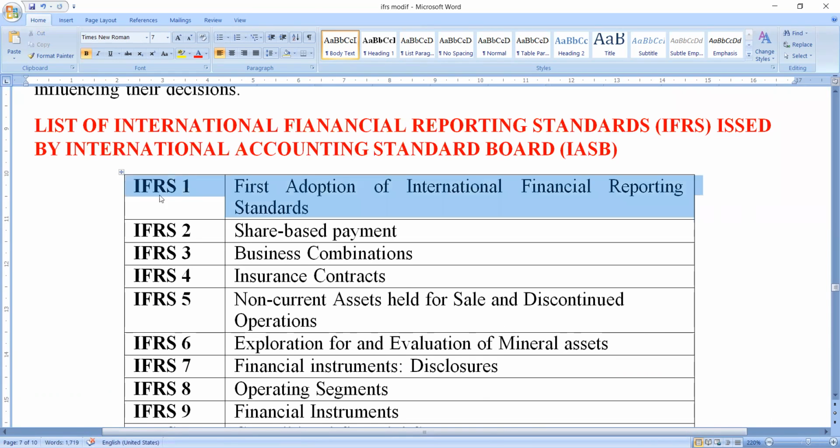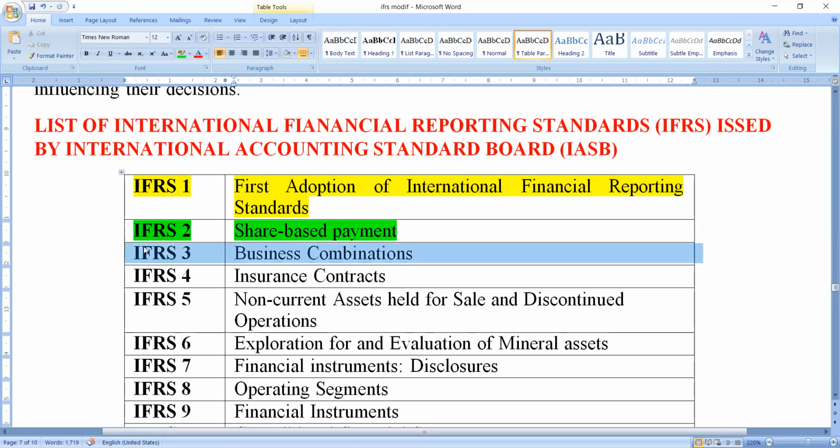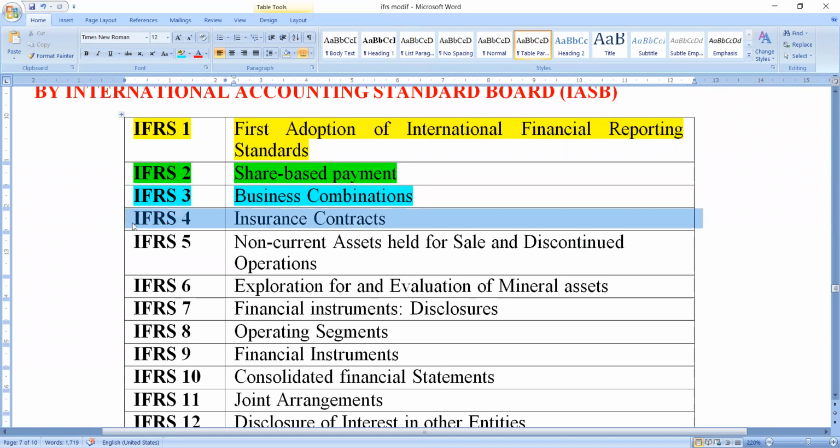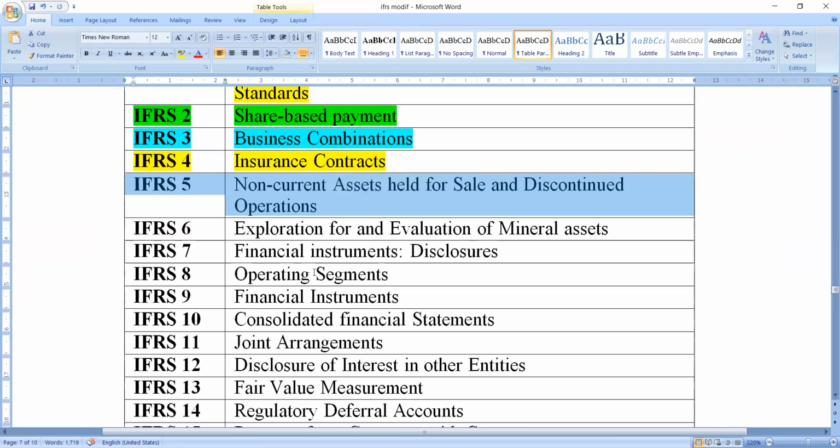The first one is IFRS 1, first-time adoption of International Financial Reporting Standards. The second one is IFRS 2, share-based payment. The third one is IFRS 3, business combinations. The fourth one is IFRS 4, insurance contracts. And the fifth one is IFRS 5, non-current assets held for sale and discontinued operations.